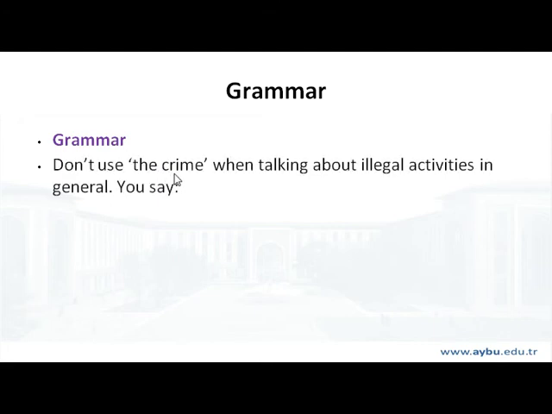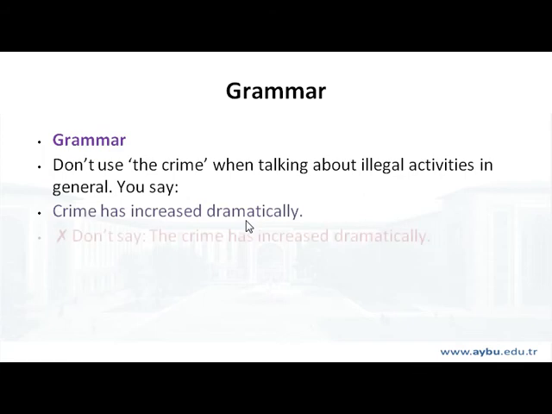Don't use "the crime" when talking about illegal activities in general. You say, "Crime has increased dramatically." Do not say, "The crime has increased dramatically."